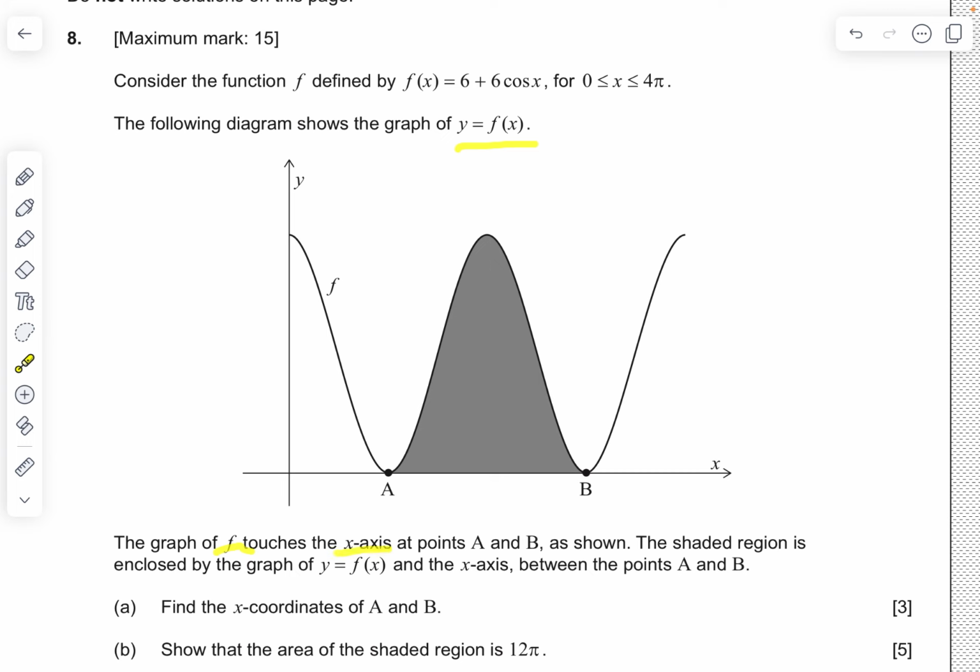The graph of f touches the x-axis at points A and B. The shaded region is enclosed between the points A and B. Find the coordinates of A and B.